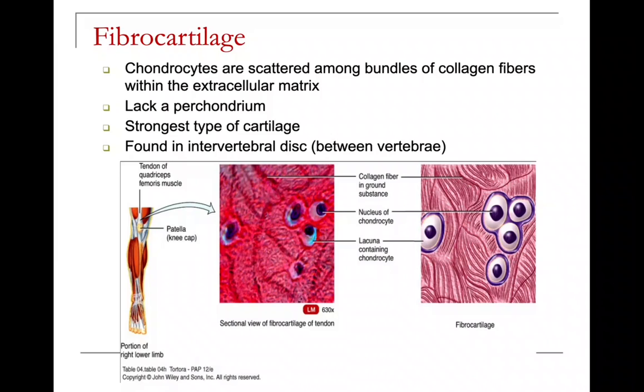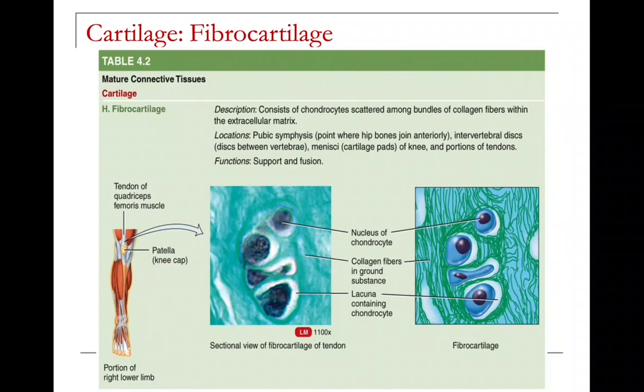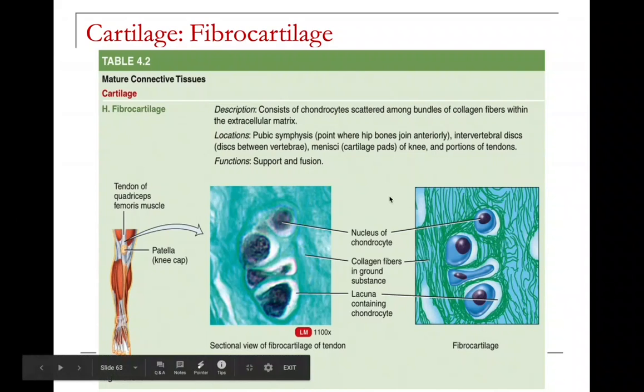Fibrocartilage, the chondrocytes are scattered among bundles of collagen fibers, so you can actually see the fibers a lot more with this. They lack perichondrium, it's the strongest type. You would have this in the intervertebral disc between the vertebrae. You also have it in the pubic symphysis between the pelvic bones. So here's some more pictures of your fibrocartilage. So also the meniscus of the knee. Lots of fibers in here.